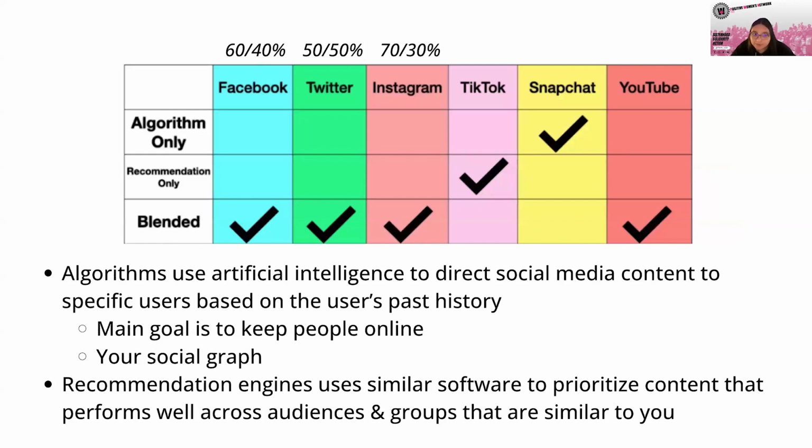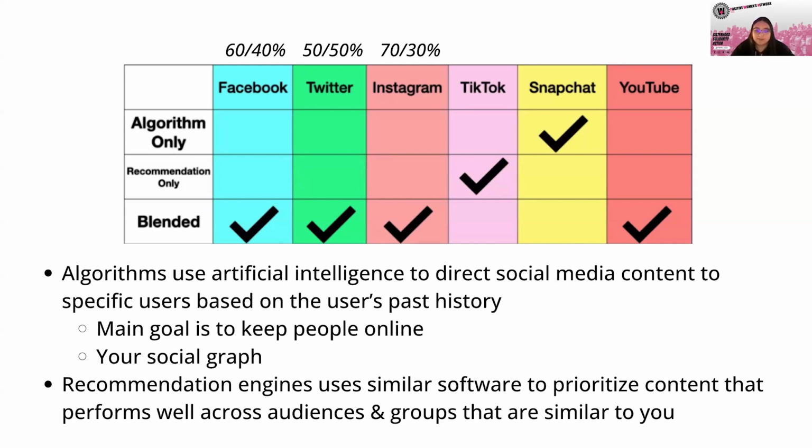Okay, I'm not going to get too deep into this, but this is a quick little snapshot of the way the different algorithms work across our social media platforms. So algorithms basically use AI to direct social media content to specific users based on their past history on that platform. So the main goal for the algorithm is to keep people online, to keep them engaged. So it tries to give them content that they're going to like, that they're going to engage with.